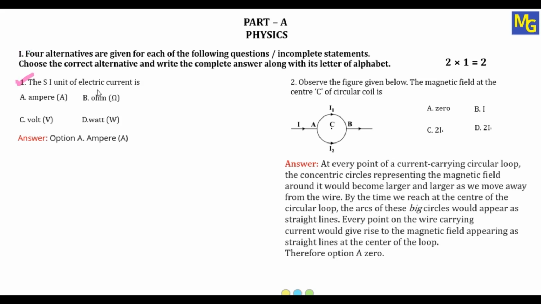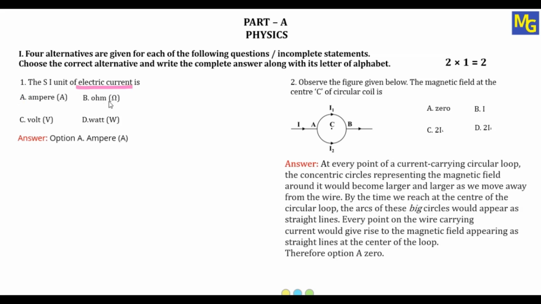The SI unit of electric current is. So we have to write the SI unit of electric current. Here we have four options. Option A, ampere. Option B, ohm. Option C, volt. And option D, watt. If you see all the options, option A, that is ampere, is the correct answer. This is the unit which is used to measure electric current.